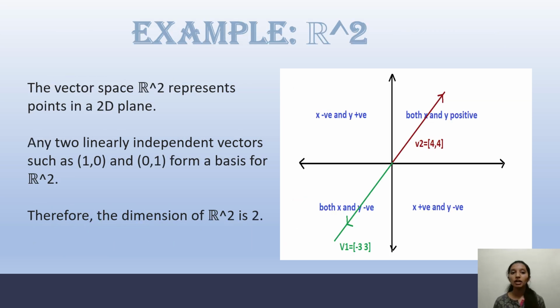For example, R squared. The vector space R squared represents points in a 2D plane. Any two linearly independent vectors such as (0,1) and (1,0) form a basis for R squared. Therefore, the dimension of R squared is 2.